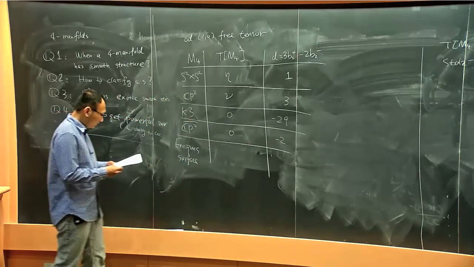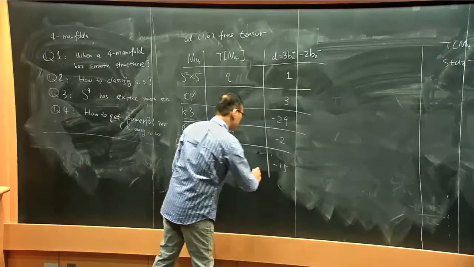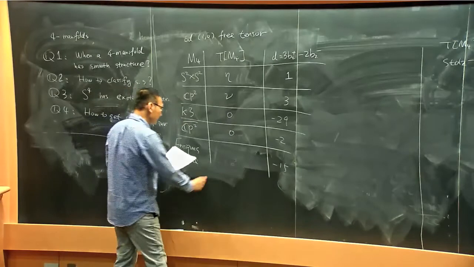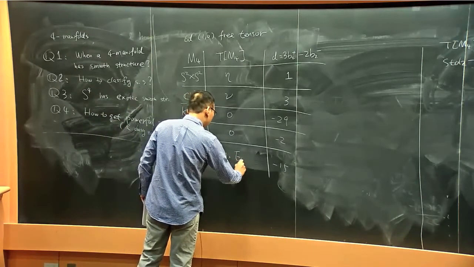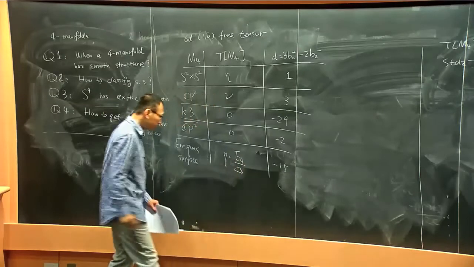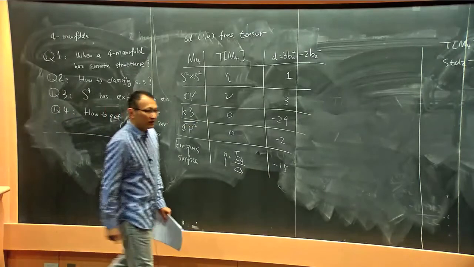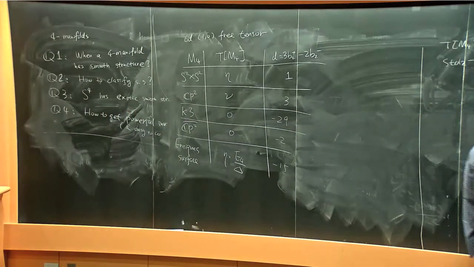For the Hirzebruch surface, the degree is going to be minus 15. And the topological modular form will be eta times E4 over delta. So this is a simple theory, yet you see that you can get some non-trivial topological modular forms. For more interesting theories, there will be more interesting possibilities. And I think I'll end here. Thank you.